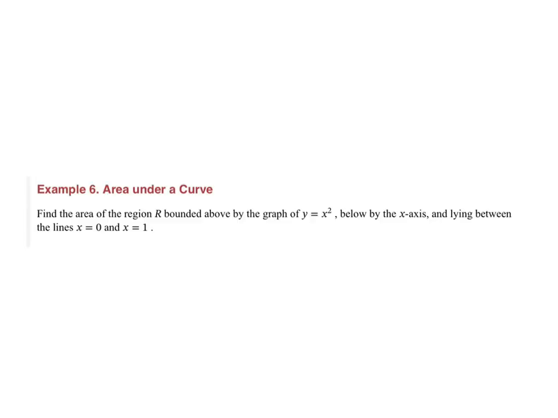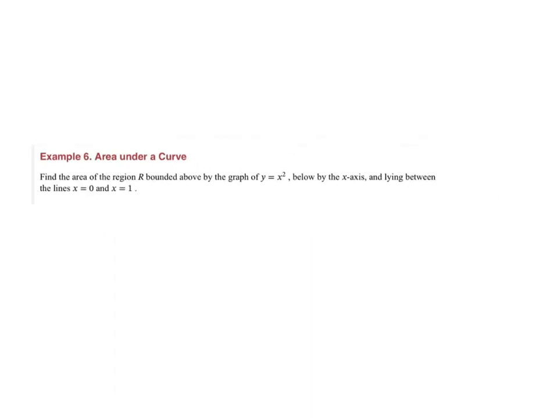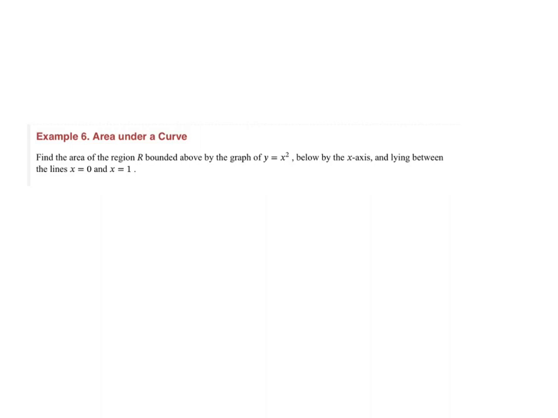Okay, here comes example 7. Example 6, I lied. Example 6 says find the area of the region R bounded above by the graph of y equals x squared, below by the x-axis, and lying between the lines x equals 0 and x equals 1. So what region are we talking about here? We're looking at a parabola, y equals x squared, on the interval from x equals 0 to x equals 1. And we're talking about the area bounded above by the graph of x squared and below by the x-axis. So it feels like we're looking at this little triangular looking whoopee.